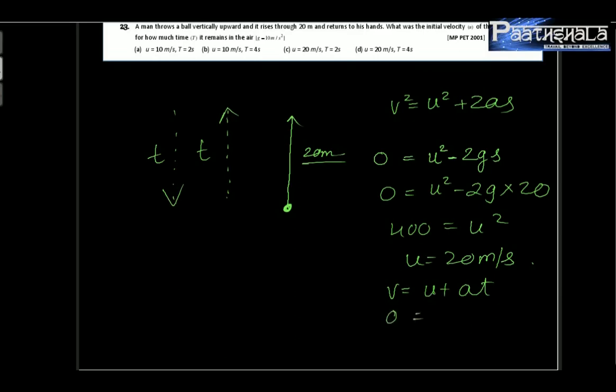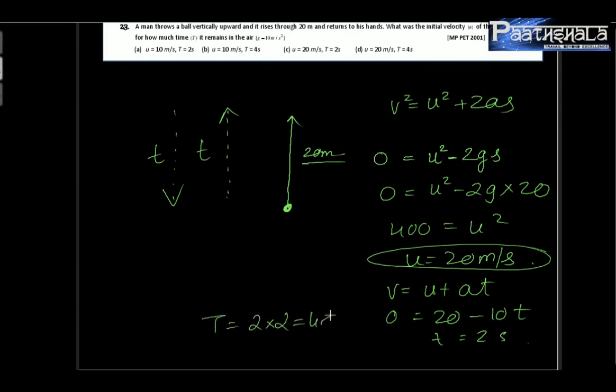So 0 is equal to 20 minus 10t. So t is equal to 2 seconds, that is the time of ascent. So total time is going to be equal to 4 seconds. So these are the answers. T is equal to 2 into 2 is equal to 4 seconds. So this is the answer, D.